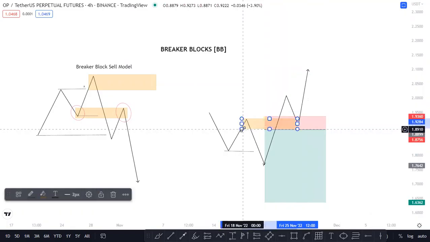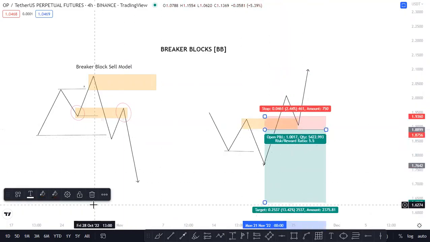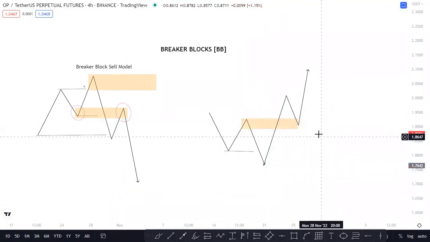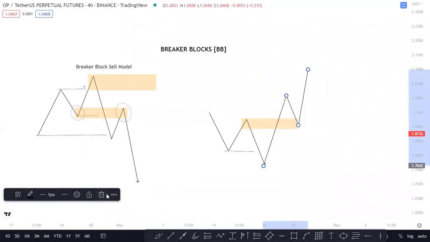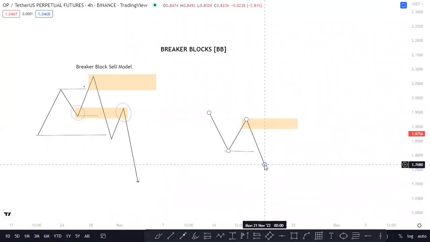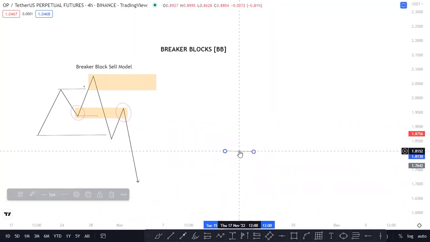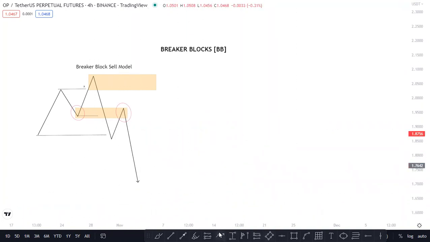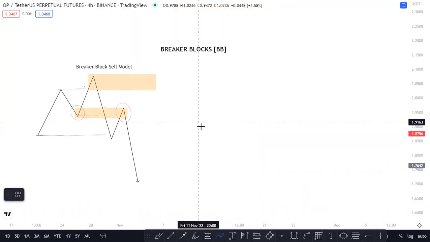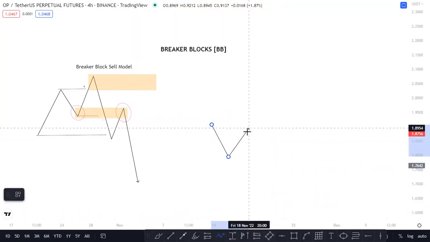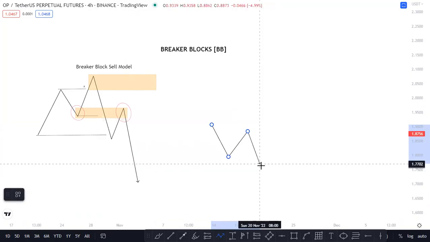This supply zone that got violated, we flip to a bullish breaker block for price to buy from. So you can see that a bullish breaker block is actually formed from a supply zone being violated. So we have the setup like this.